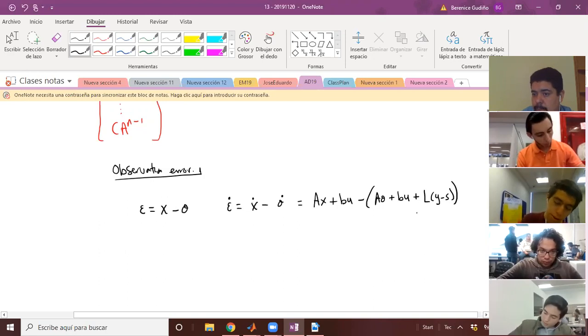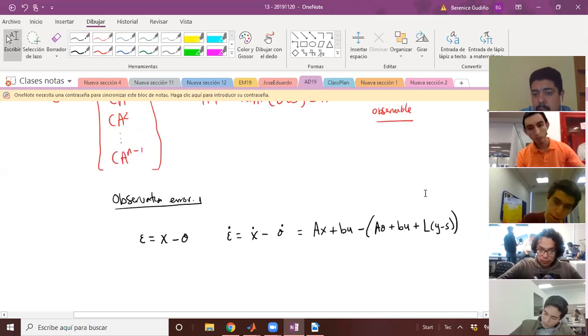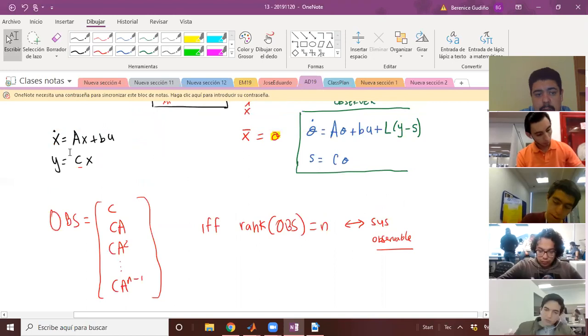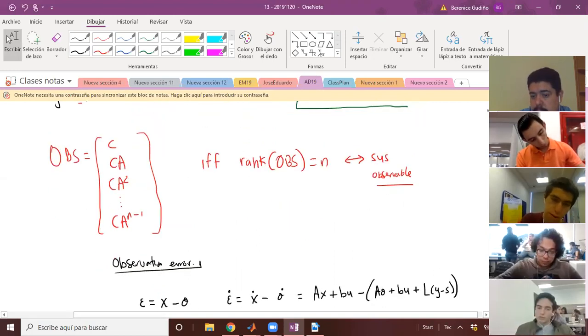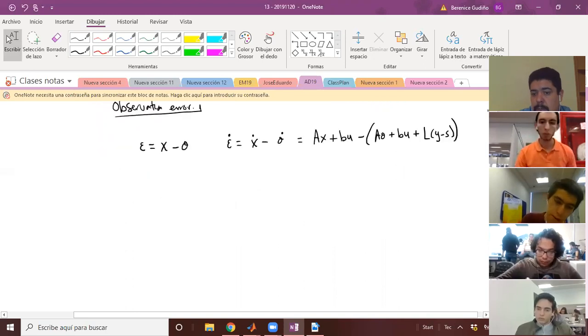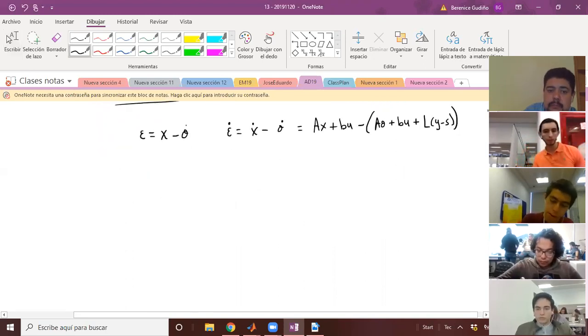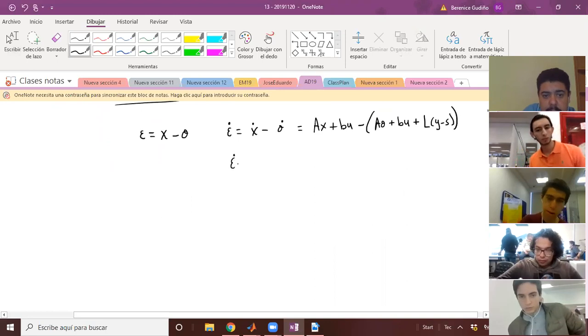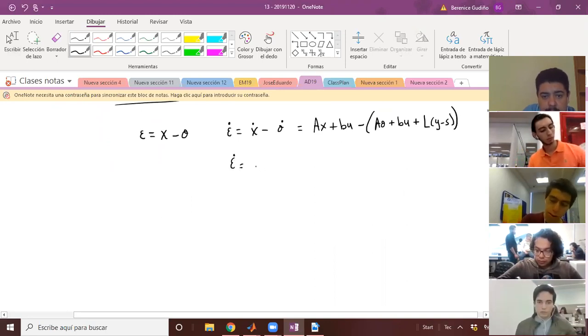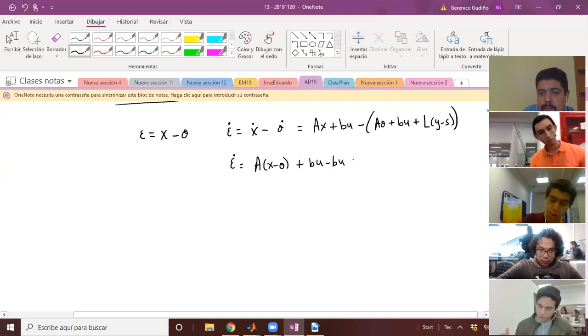Is this correct? It comes from the definition that I have up here. This is X dot and this is O dot. So now let's put everything that corresponds together. This is going to be A times X minus O, plus B times U minus B times U, minus L times Y minus S.